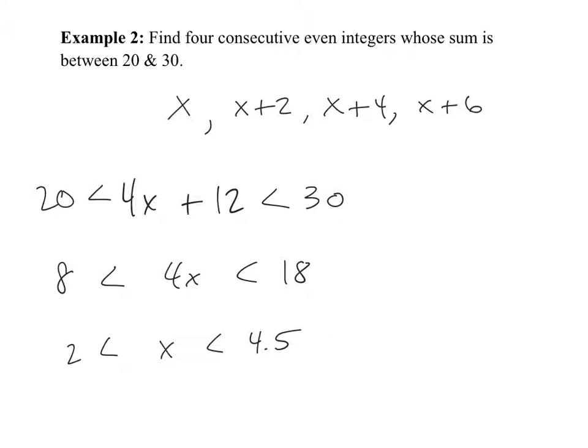So it's either the number 3 or 4 for x. That's the only possible answer. 3 or 4. The only one that's even is 4. So x has to be 4 in this case. If x is 4, it means the numbers are 4, 6, 8, and 10.